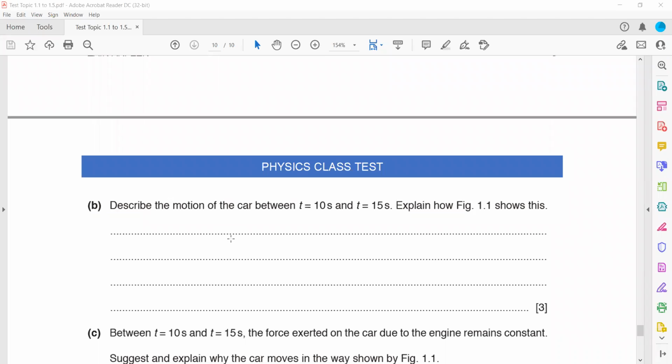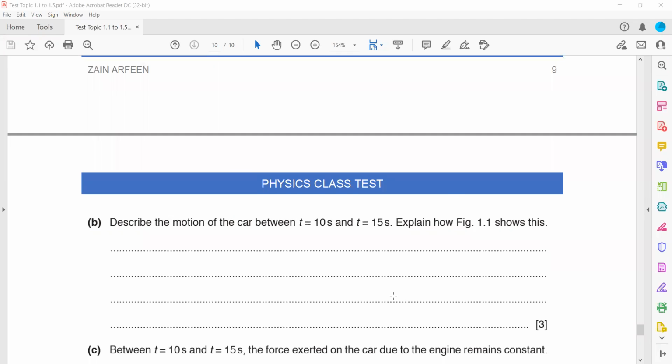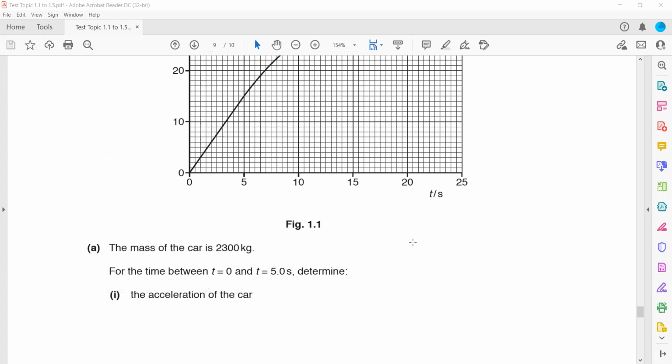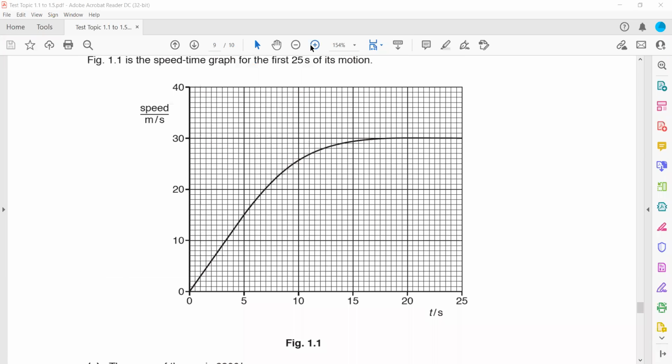Describe the motion of a car from 10 second to 15 second and explain how figure 1.1 shows that. So first, from 10 second to 15 second, what do we observe? We observe the slope is decreasing. In this part, what happened? The slope is decreasing. When we check the y-axis, speed is increasing.